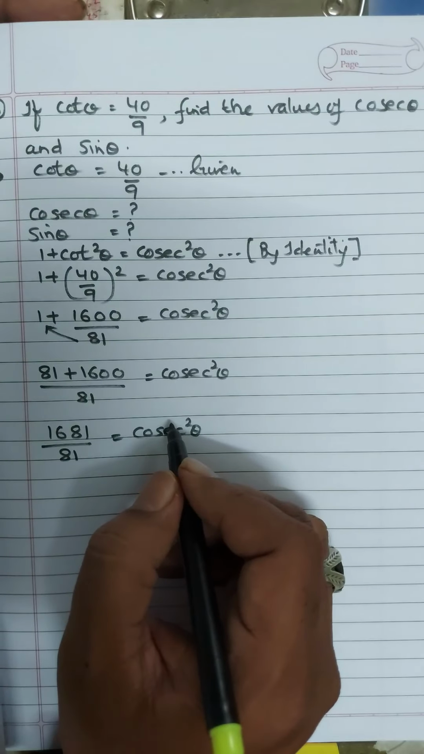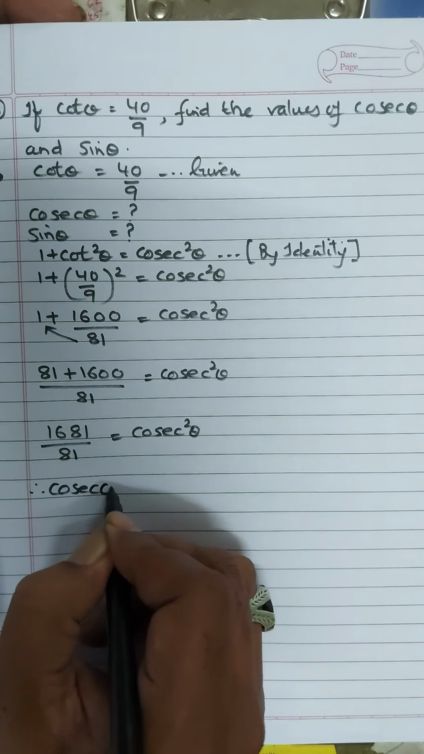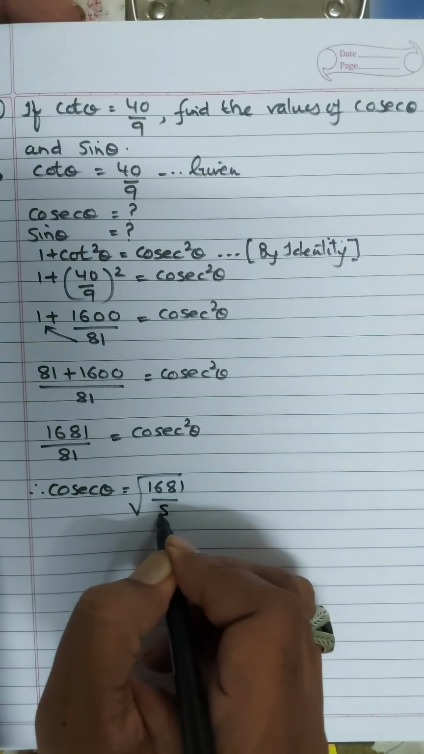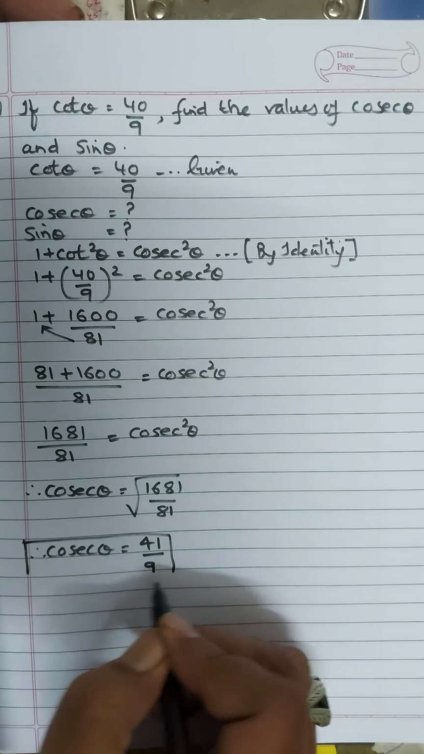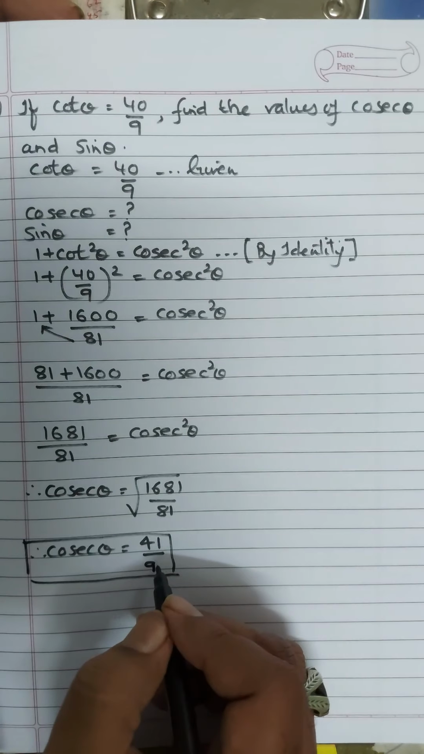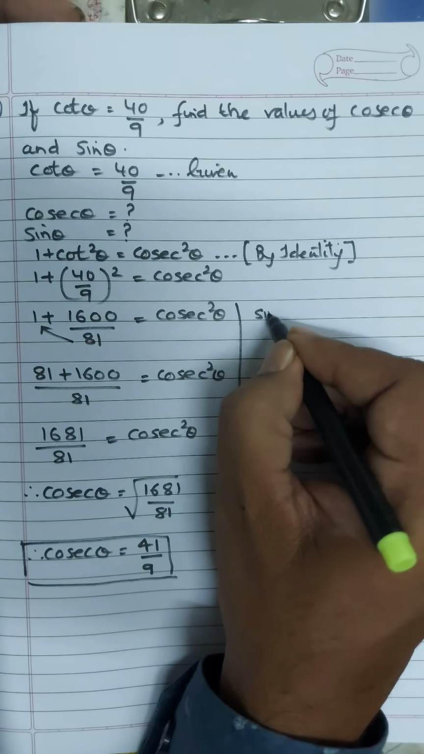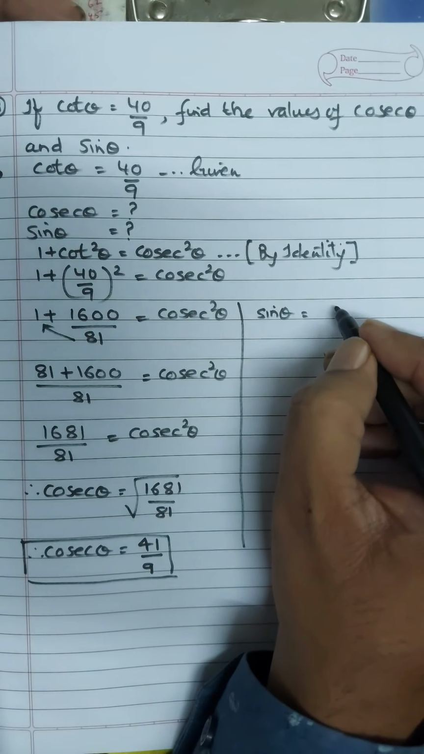So what we have to do is take the square root here. So cosec theta is equal to the square root of 1681 upon 81. Students, you know that the square root of 1681 is 41, so we write 41, and the square root of 81 is 9. So while taking out the square root, we got the answer of cosec theta as 41 upon 9. Now one more value we need to find: sin theta. So sin theta is the reciprocal of cosec theta, so sin theta is equal to 1 upon cosec theta.